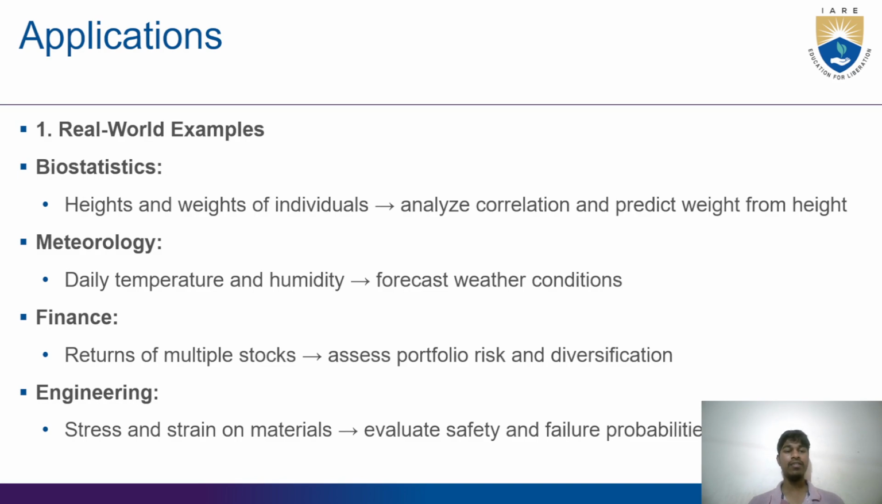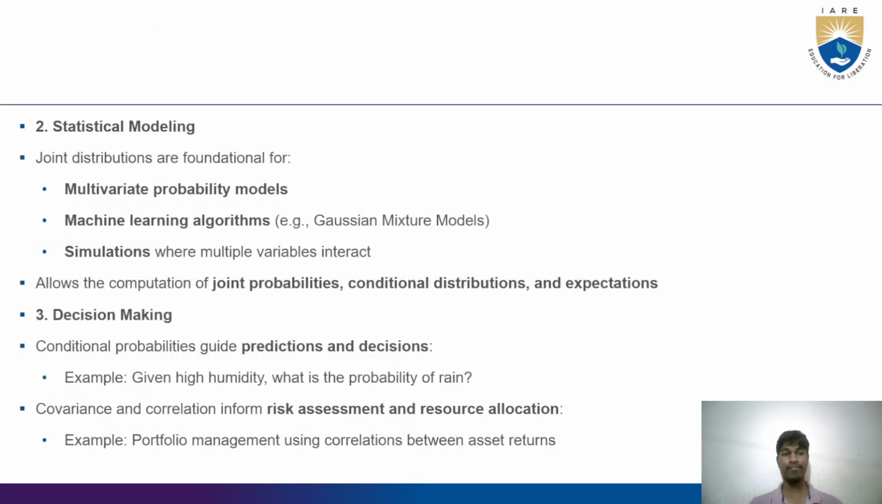Application. It is used in real-world examples such as biostatistics, meteorology, finance, and engineering. In biostatistics, heights and weights of individuals; in finance, returns of multiple stocks; in meteorology, daily temperature and humidity are predicted. Statistical modeling: joint distributions are foundational for multivariate probability models, machine learning algorithms, and simulations. Decision making: conditional probabilities guide predictions and decisions. For example, given high humidity, what is the probability of rain?